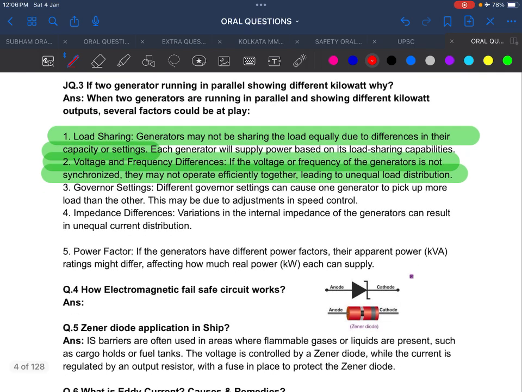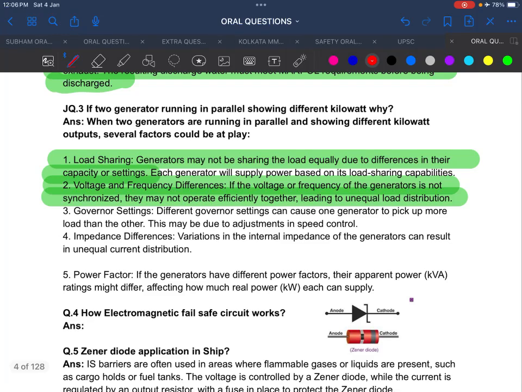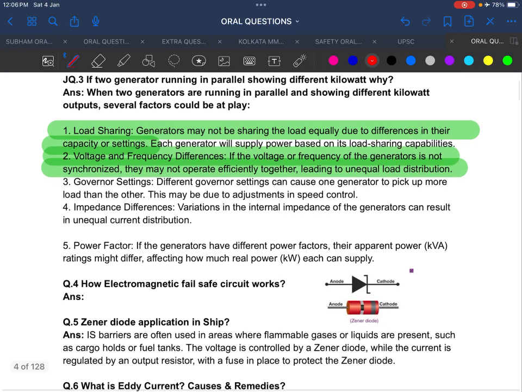The governor setting I already told you about: the droop is the governor setting. So what we are doing for this kilowatt adjustment is that the governor is basically increasing or decreasing the fuel consumption.